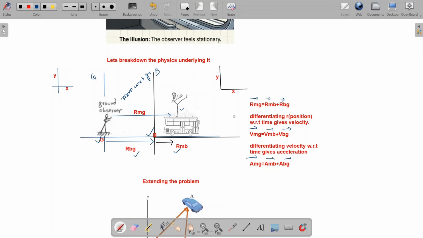passing our judgment. Okay. Now, if we differentiate, the rate of change of position is what? It is the velocity. So, if we differentiate, that is dr by dt. If we do the differentiation of dr by dt, what are you going to get? You are going to get the velocities. The velocity of man with respect to ground can be written as the summation of velocity of man with respect to bus plus velocity of bus with respect to ground.